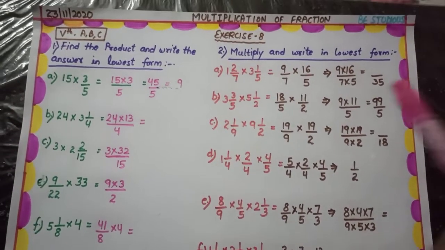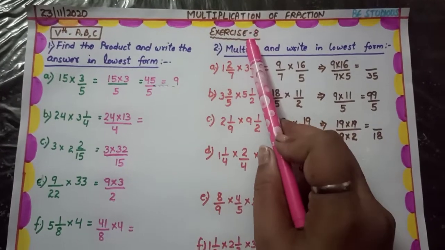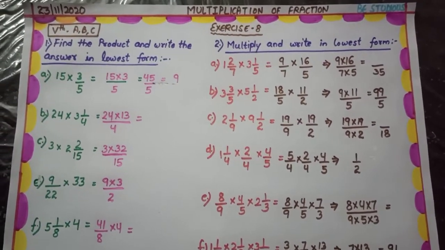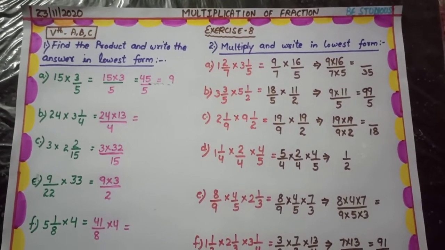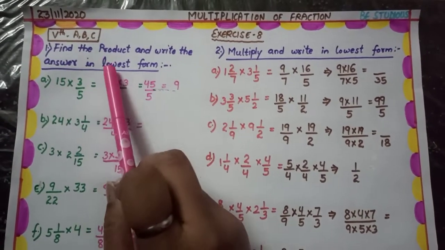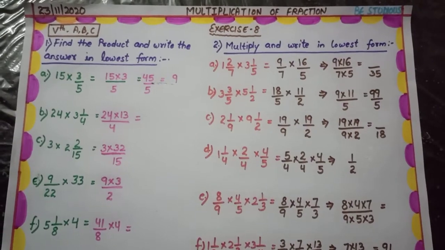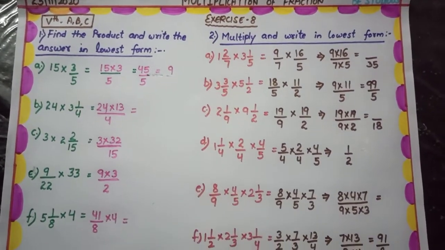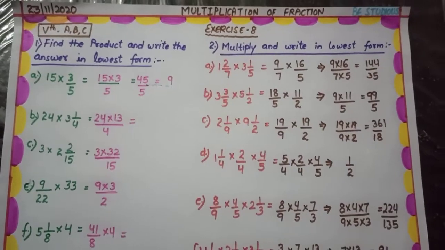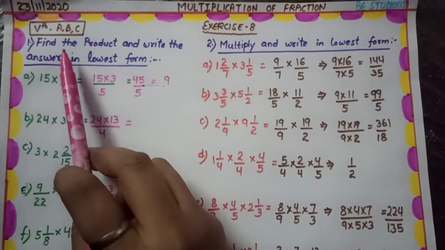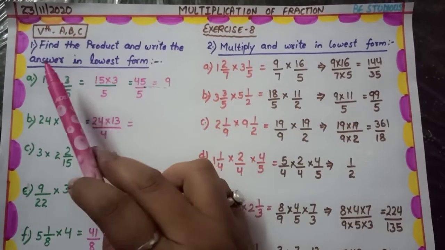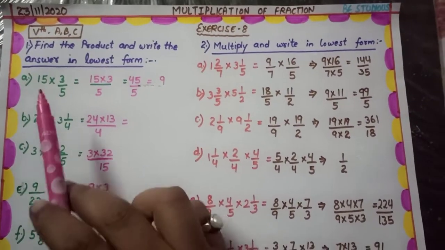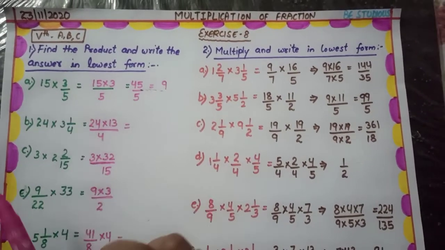Now today we are going to begin with exercise 8. In exercise 8, the question says we have to multiply the fractions. The fractions that are given to us, we have to just multiply them. See, the question says find the product and write the answer in lowest form. It means we have to multiply the given numbers.